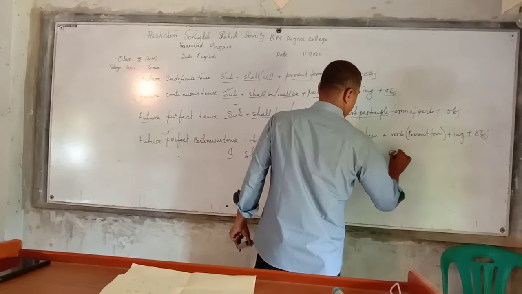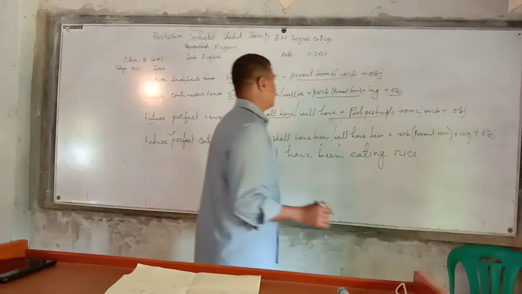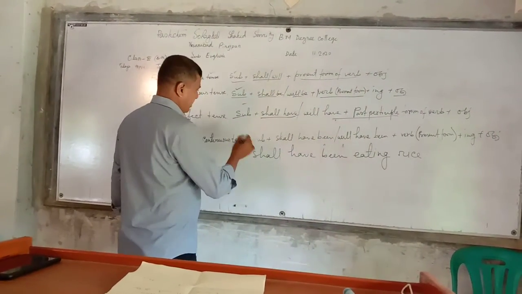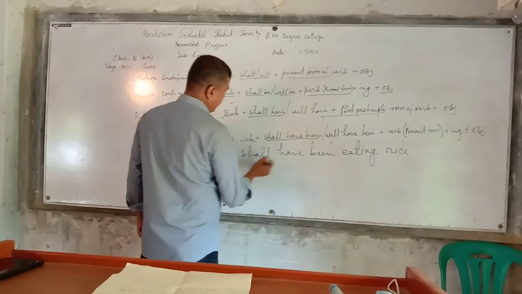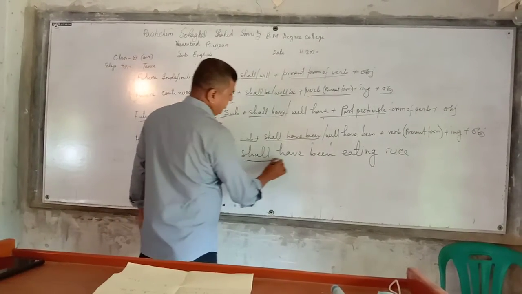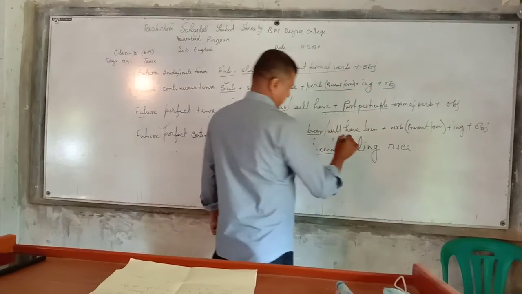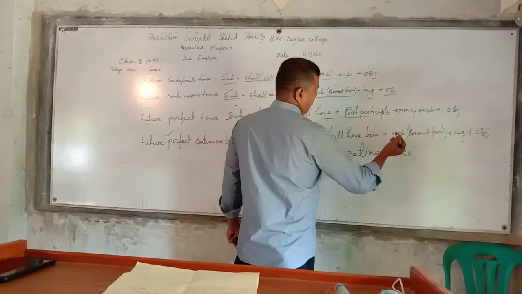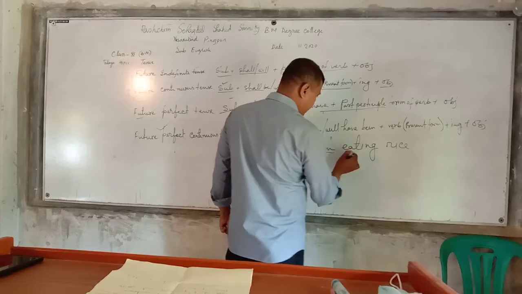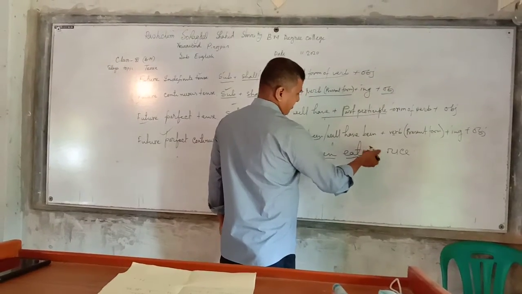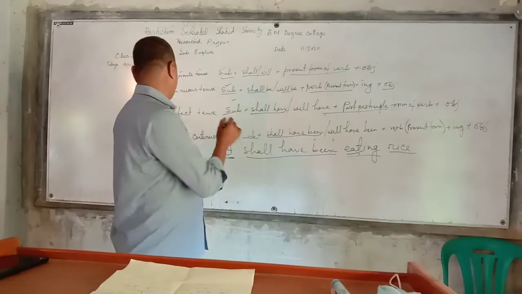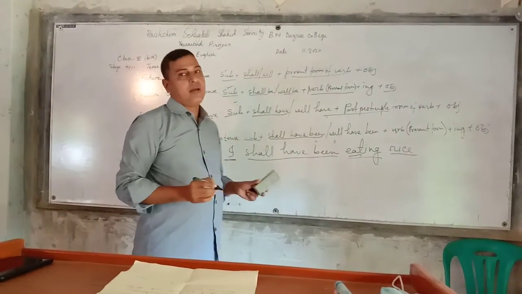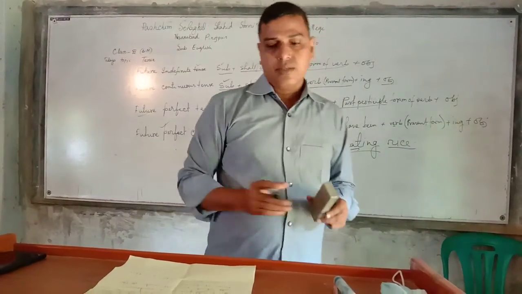eating rice. If we analyze the sentence, we see subject I, first person, shall have been. After first person we use shall have been, then the main verb eat plus ing, and object rice. So it is also an example of future perfect continuous tense.